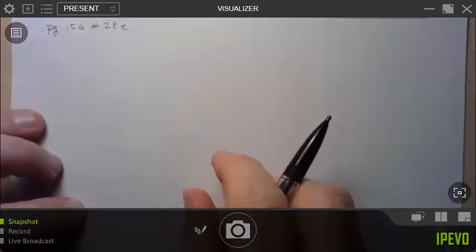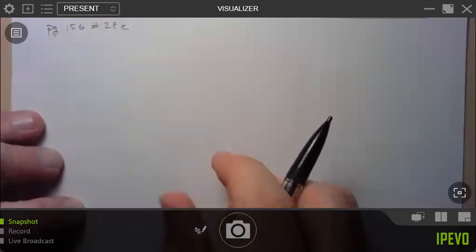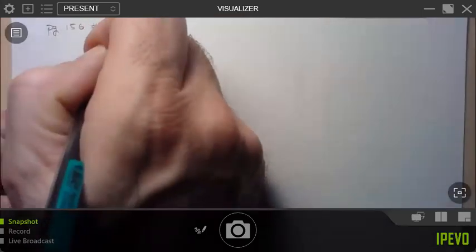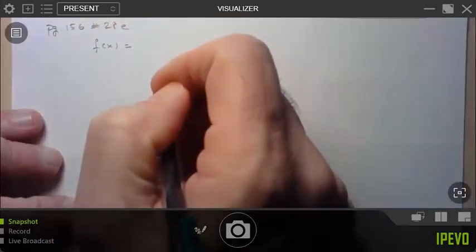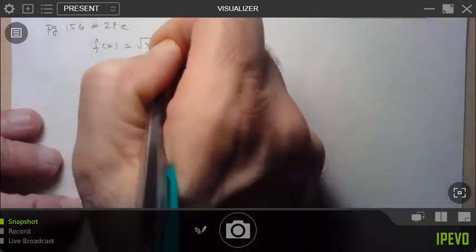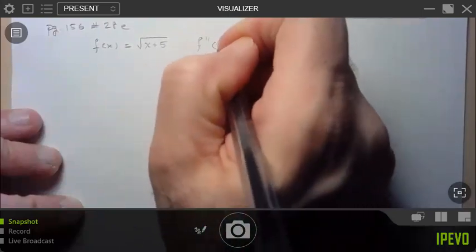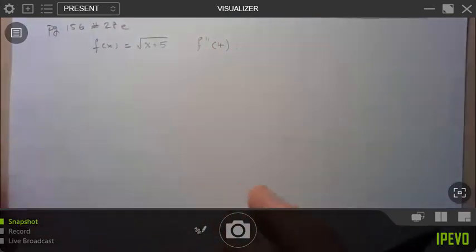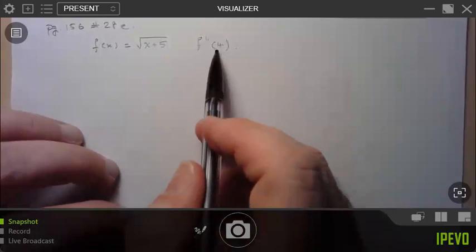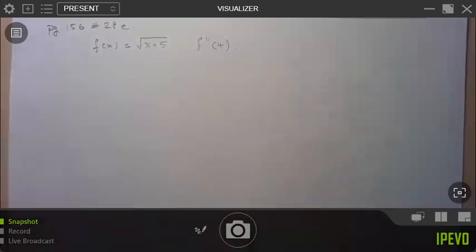And so here they're asking us to calculate the second derivative at a particular value of 4. They give us f of x is equal to the square root of x plus 5, and they want us to find the second derivative at 4. I guess the trick here is to first find the second derivative, and then we can specifically find it at the value x equals 4.